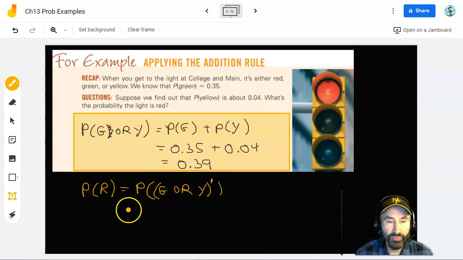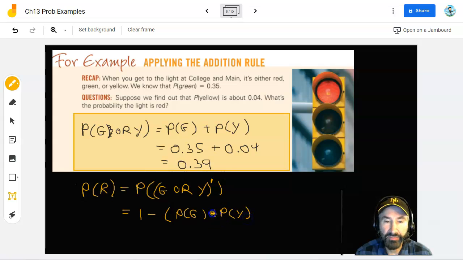In order to do that, we do 1 minus the probability that it's green plus the probability that it's yellow. We already did that math, so we don't have to worry about that again. And then finally, we do 1 minus 0.39.